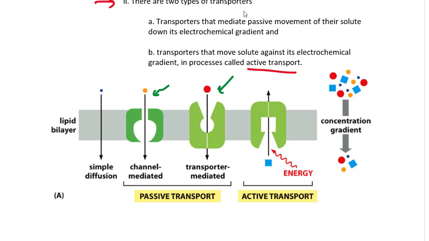And then you have this one right here, which is using some sort of source of energy, right? It's being coupled to, for example, ATP hydrolysis or something else, where a molecule is being moved against its electrochemical gradient. If the molecule does not have a charge, then it's moving it up its concentration gradient.